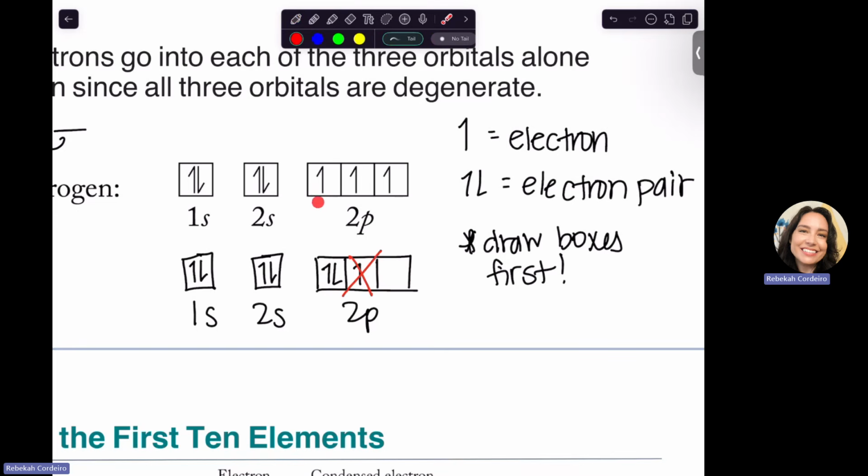What is going to be correct is up here. You're going to put 1 electron in each box. Then if you have to put in more, you will fill them up. That's why I always say draw boxes first, because otherwise you may wind up drawing only 2 boxes for 2p and then filling them up that way for 2p3.